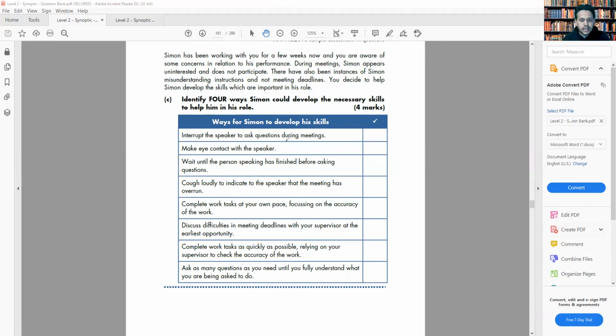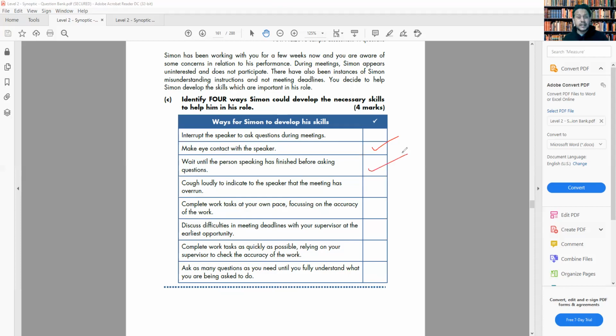Interrupt the speaker to ask the question during the meeting. That's not nice. When a person speaks, you are not allowed to talk during this time. So we said not this one. Make eye contact with the speaker is very important. When the speaker talks, you need to make sure you look at the eyes and you have eye contact. You don't show like you are not concentrating, because when you have eye contact, the speaker feels like you are concentrating. That's very important.